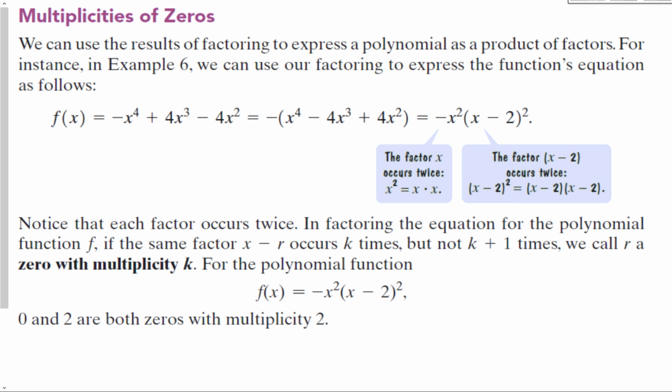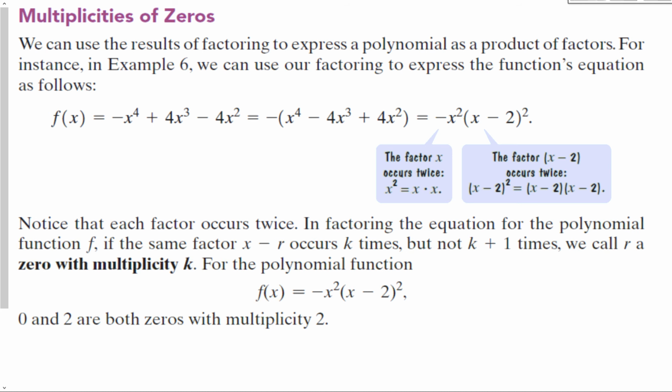Okay, so a little vocabulary here: something called multiplicities. We can use the results of factoring to express a polynomial as a product of factors. For instance, in example 6, we used factoring to express the function's equation as follows. When I'm factoring, I can't just make the negative go away, so we're going to have to leave it out front. So this is the same as this example right here. We took the negative out, and then we could factor out an x squared, and then we have our other factor right there.